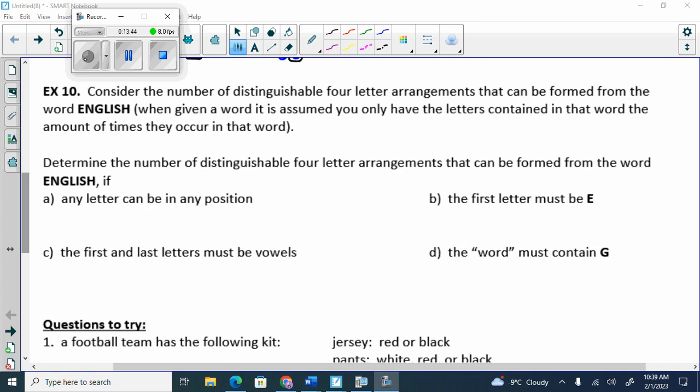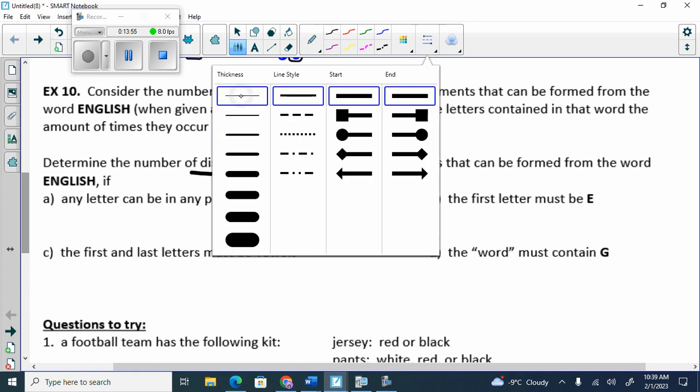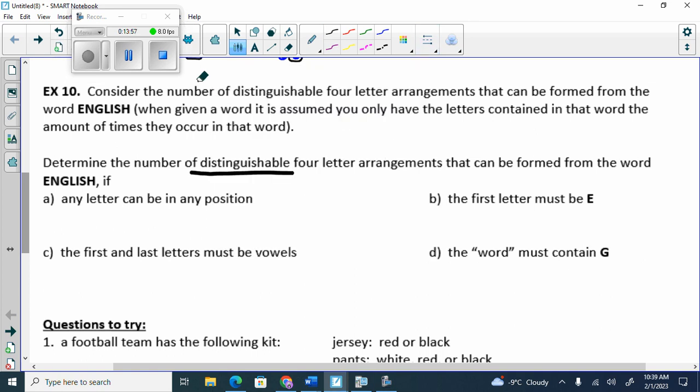We have the word English. Distinguishable means you can tell them apart. Okay? That's just words, like pool and pool. If I had the word pool and I swapped the O's and I had the word pool, you can't tell it apart. It's still the word pool, correct? That's what it means by distinguishable.